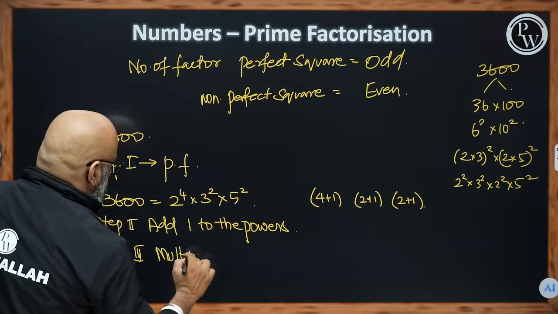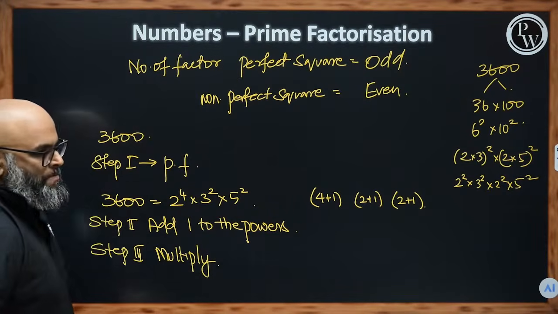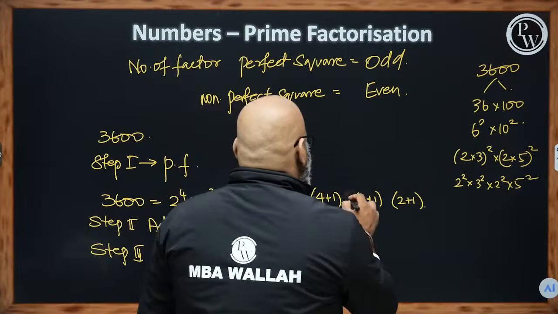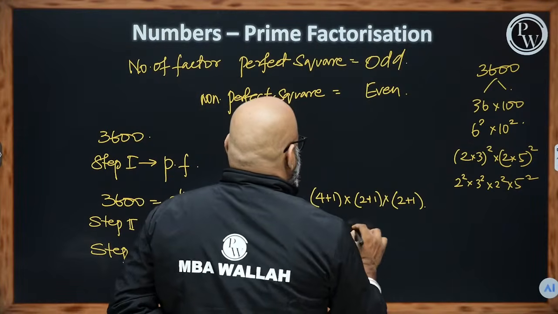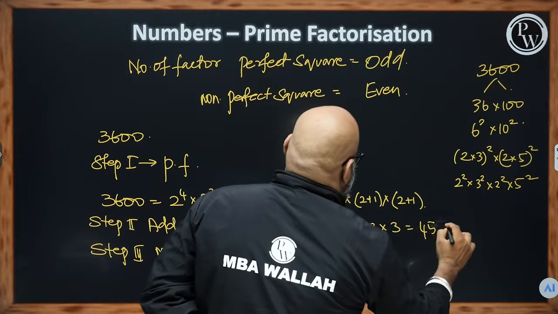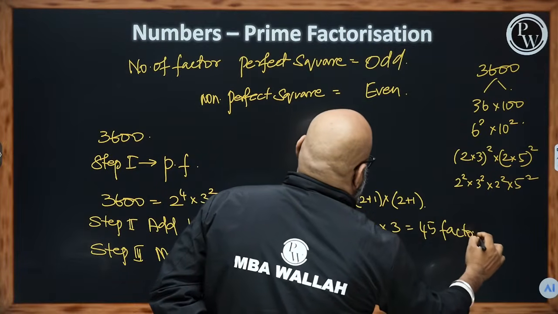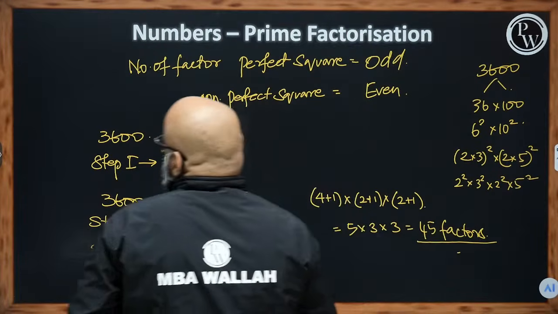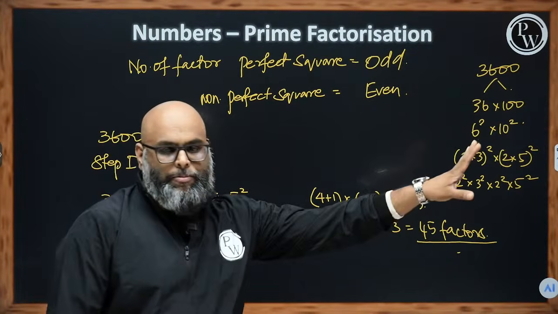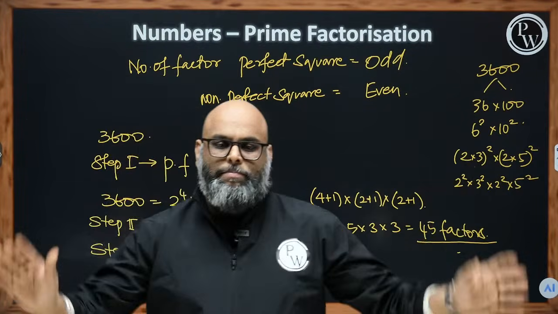I'm calling it steps, but it's not even a 3-step thing. Prime factorize, add 1 to the power, multiply it. We'll get 5 into 3 into 3, 45 factors. The number of factors of 3600 is 45. We have it.